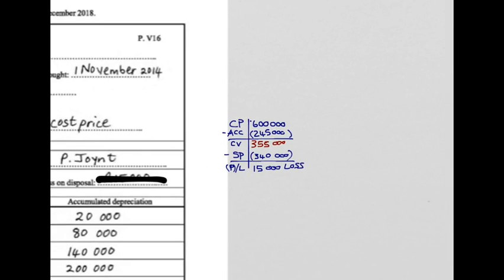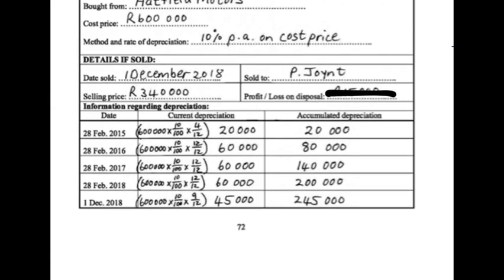So I'm going to fill in here profit or loss. No, I made a 15,000 loss. And we can just highlight that it was in fact a loss and not a profit.